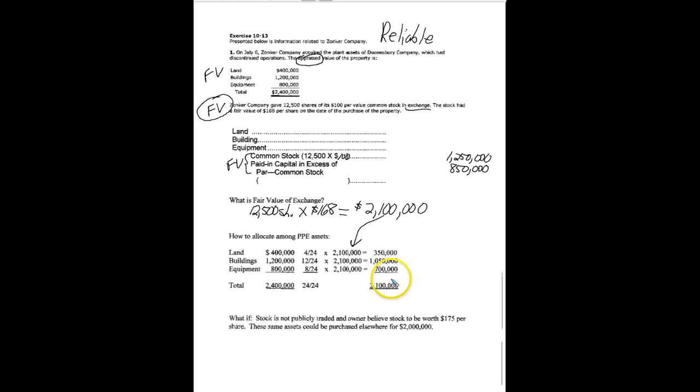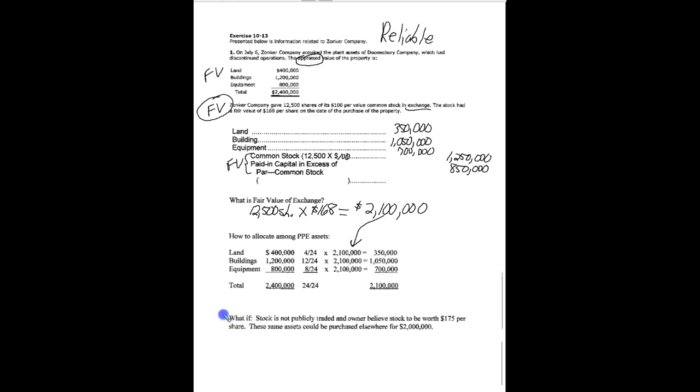So let's take these numbers and put them in our journal entry. The land will get assigned a cost of $350,000, the building a cost of $1,050,000, and equipment $700,000. Okay, so we got through all of that.